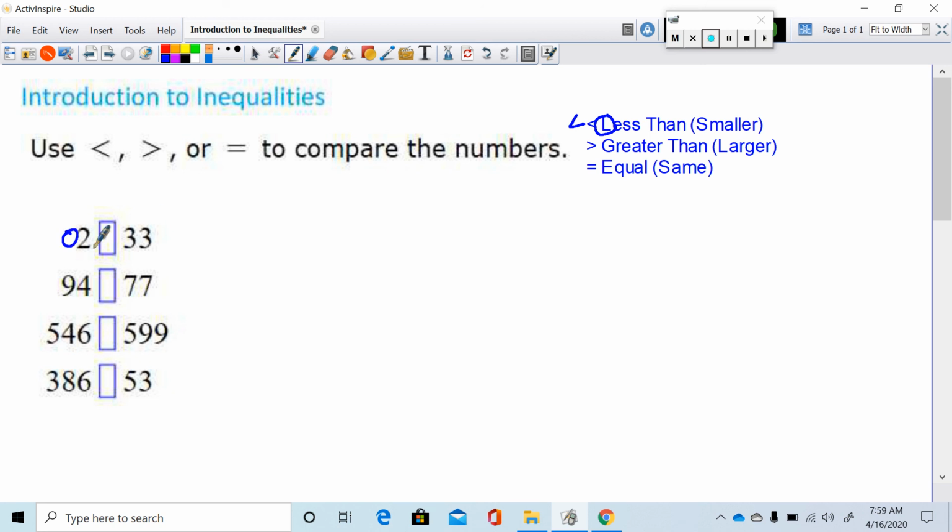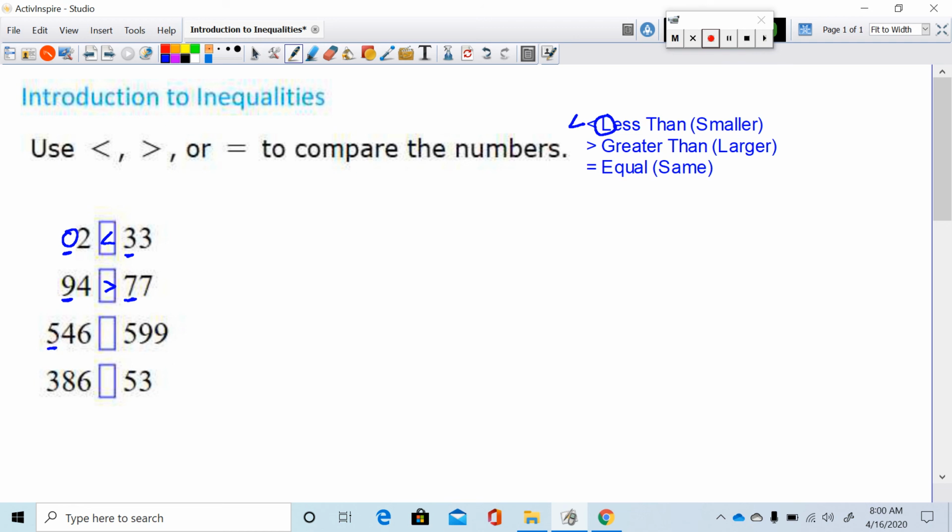So you've got 02 and 33. Now they each have 2 digits. So then you look at the first digits, and you see that 0 is smaller than 3, so that would be less than. 94 and 77 have the same number of digits, so just look at the first numbers. 9 is bigger than 7, so it's greater than.